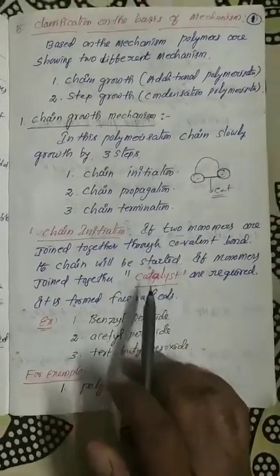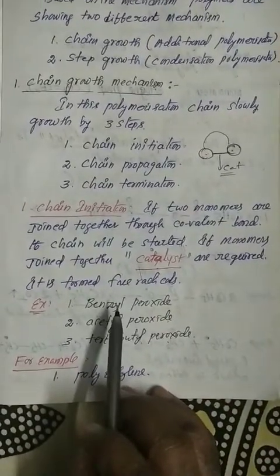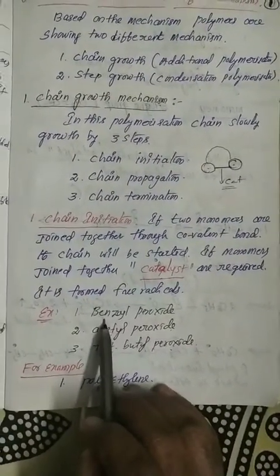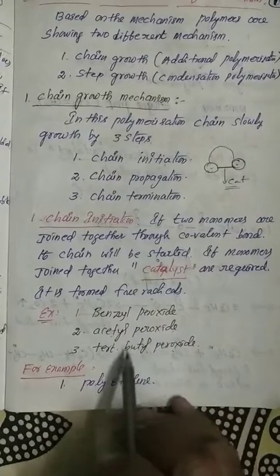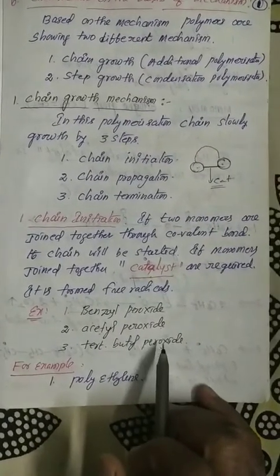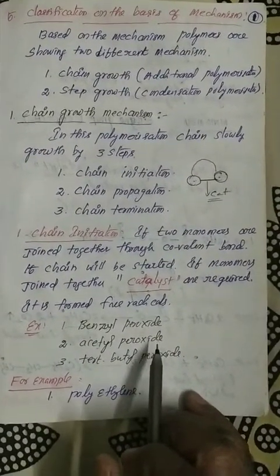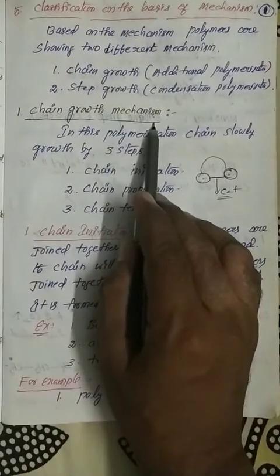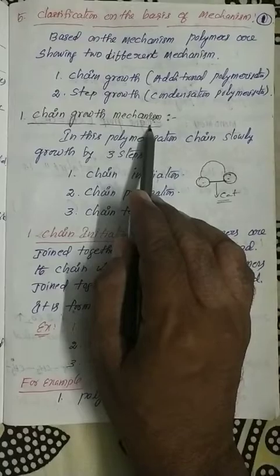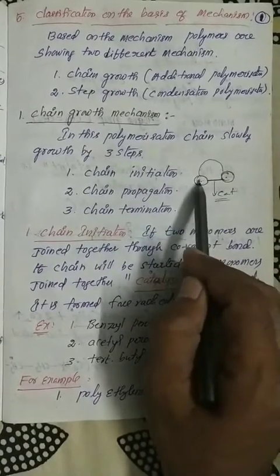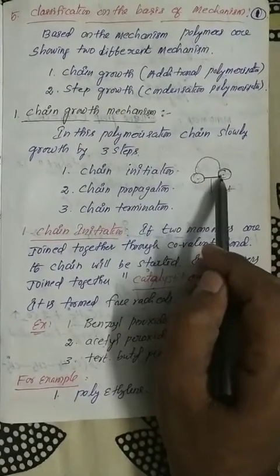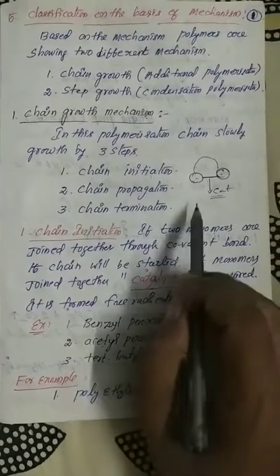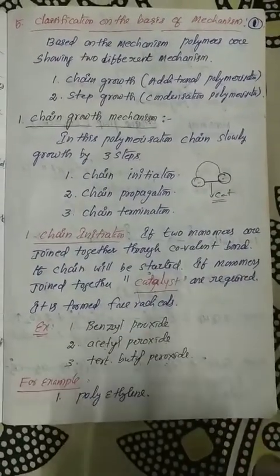Later, what kind of catalysts are frequently used in this chain initiation? Benzoyl peroxide, acetyl peroxide, tertiary butyl peroxide. Now my question is, what is the importance of the catalyst? In the chain growth mechanism, listen carefully, two monomers are not directly connected to each other; they connect with the help of the catalyst. That is the most important point, my dear students.